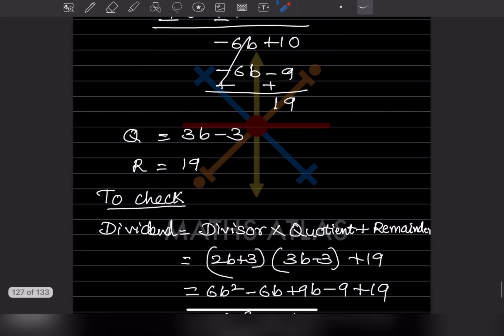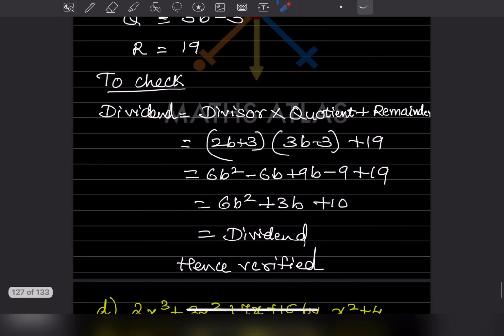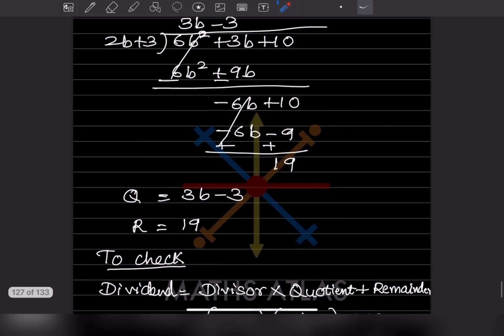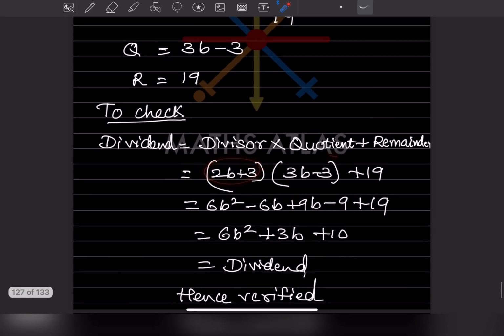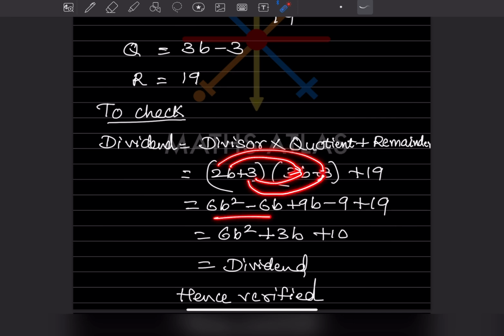So we are going to check: dividend is equal to divisor into quotient plus remainder. The divisor is 2b plus 3. Quotient is 3b minus 3, and the remainder is this one. So let us expand it. Now you know how to do it. So this 2 for the upper ones and this will be, and this is the remainder.